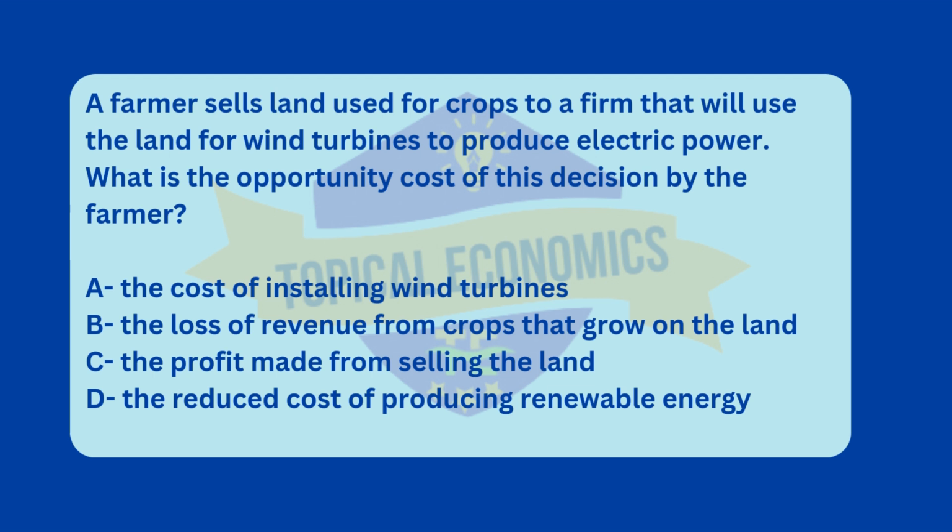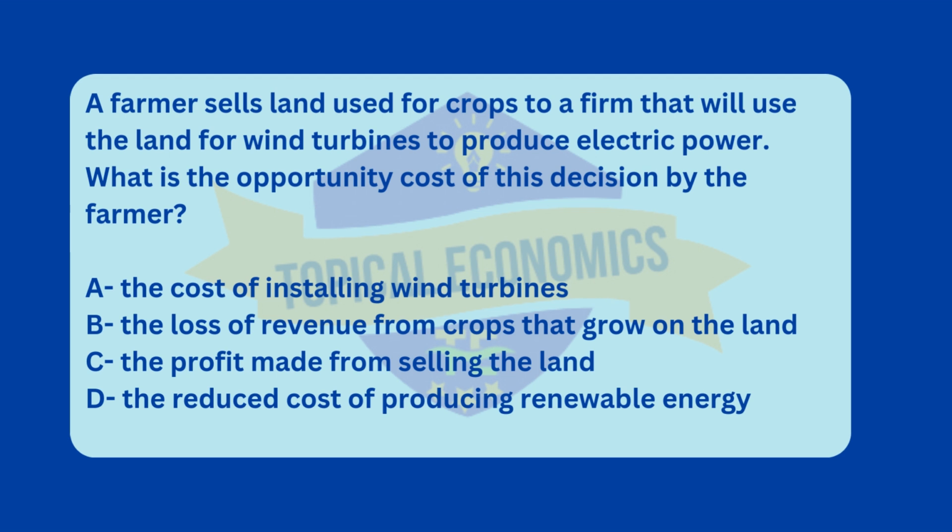This question is from year 2021 May-June version 2 paper. The correct answer for this question is option B. The loss of revenue from crops that grow on the land. The opportunity cost refers to the value of the next best alternative that is foregone when a decision is made. In this case, the farmer decides to sell the land used for growing crops to a firm that will use it for wind turbines.